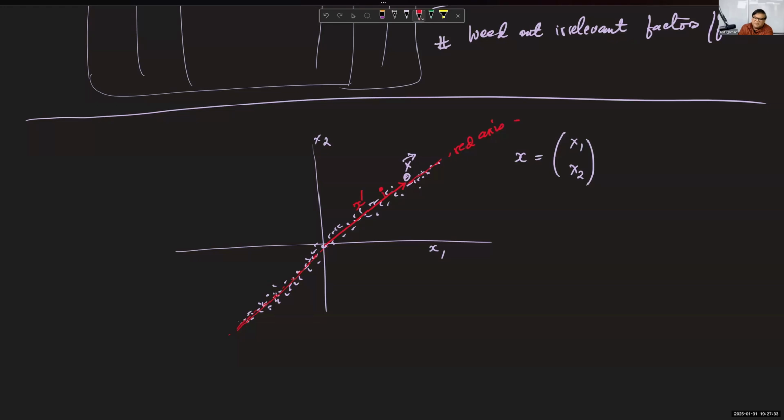You are missing out some information. The point isn't sitting on the line. It is lifted off the line a little bit. Do you see that, guys? To the first approximation, you now say, how much does it matter?